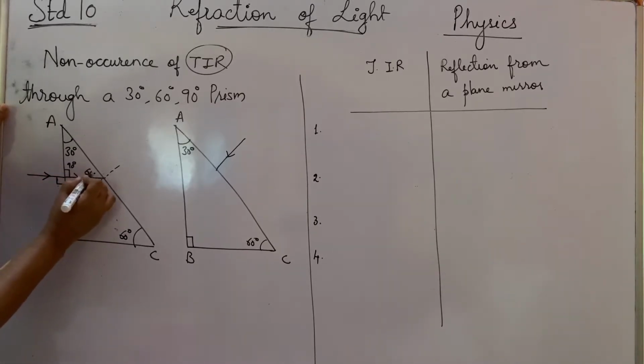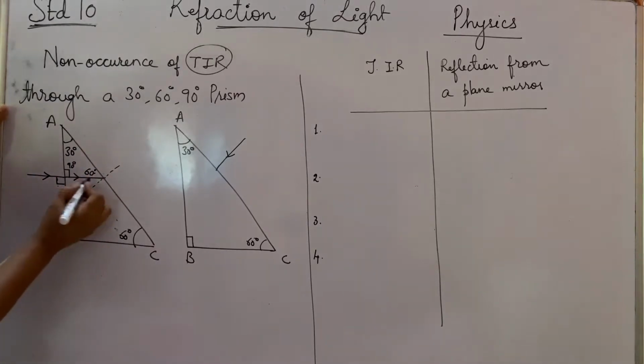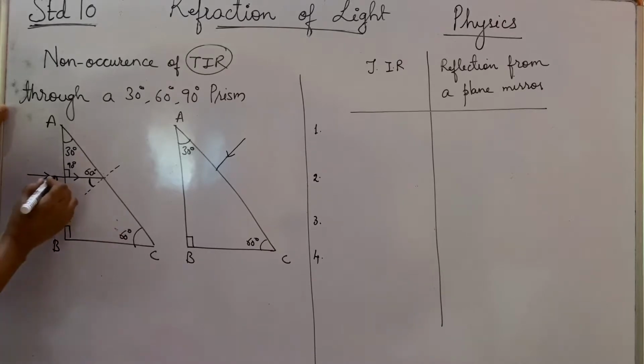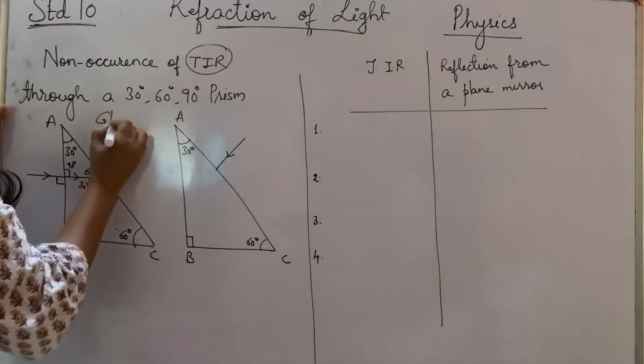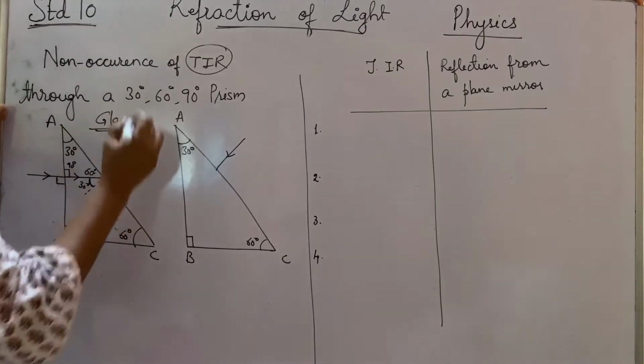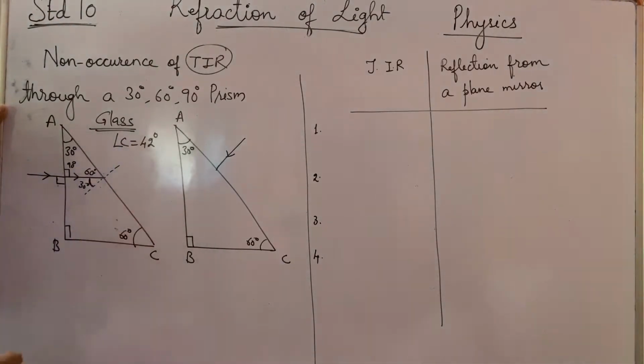Obviously this angle is going to be 60 degree, by the 90, 60, 30 angle sum property. But this is the angle of incidence, right? Because this is the incident ray and this is the normal. So how much is this angle going to be? This full is a normal. This is 90, this also 90. So 90 minus 60 means this angle is going to be 30 degree. And now children, you know that this prism is made up of glass, and you know its critical angle, that is angle C, is always 42 degree for glass.